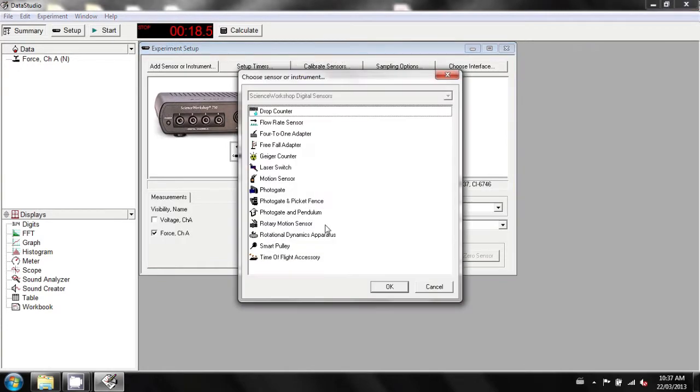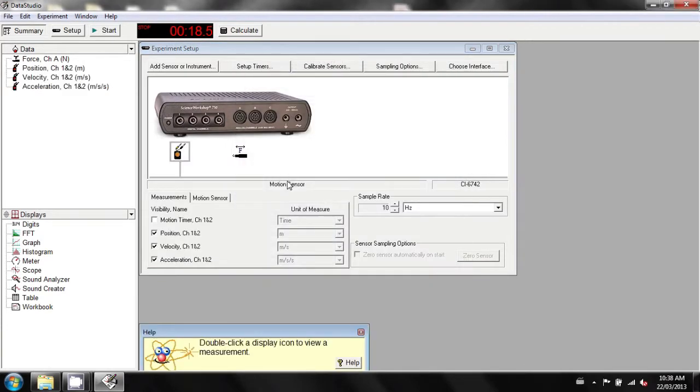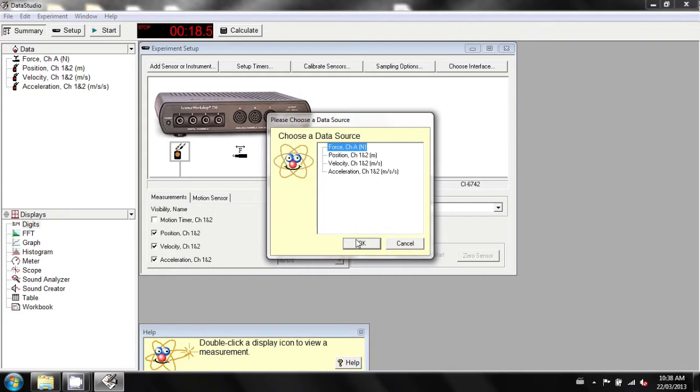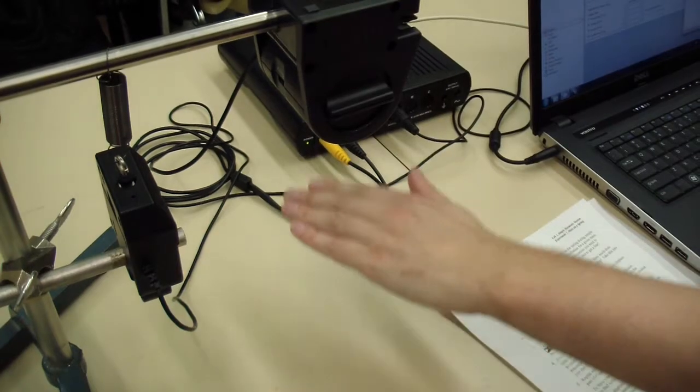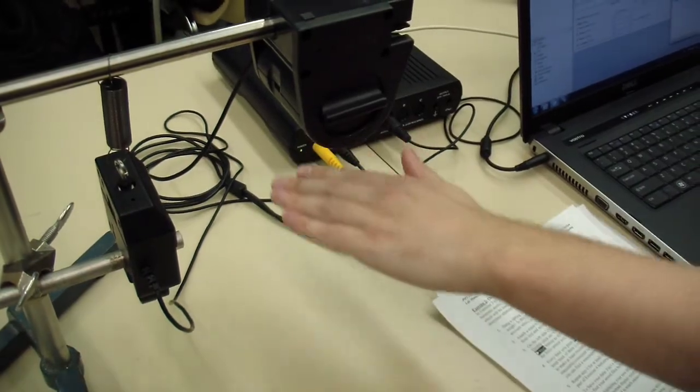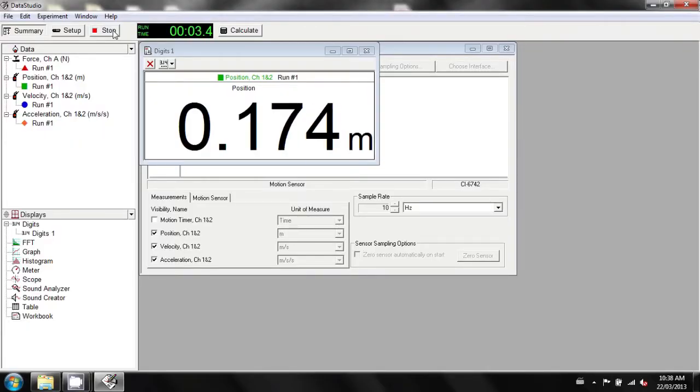In Data Studio, add the sensors as appropriate. Ensure the sample rate is set to 250 Hz and the force sensor is set to medium sensitivity. When you press start, you should hear the motion sensor clicking. Move your hand back and forth to ensure that it's working.